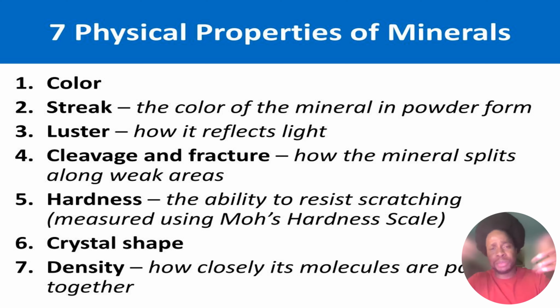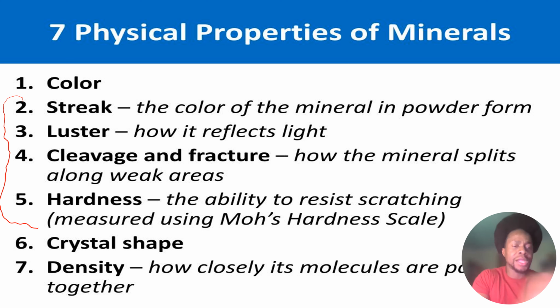Now, it's possible for two different minerals to have the same color. So color is not really a useful way of identifying minerals because it's possible that two or three or four different minerals can have the same exact color. So color will not be something that we'll focus heavily on, but rather we'll focus more on the streak, the luster, the cleavage, and the hardness, because those are really unique properties of several minerals.